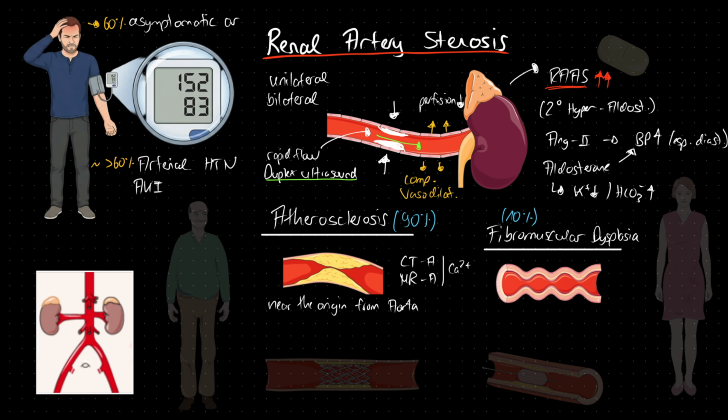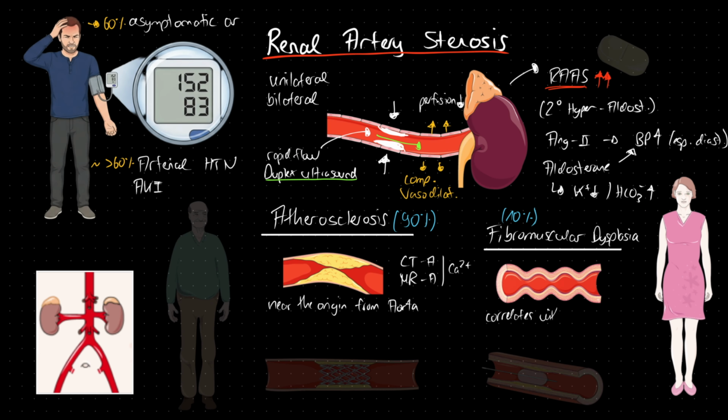In contrast, fibromuscular dysplasia is much less common and tends to occur in younger, otherwise healthy patients, with a predilection for young women. It correlates also with collagen diseases like Ehlers-Danlos syndrome. Typically here, the mid to distal portion of the renal artery is affected, and it shows the characteristic string of beads appearance on angiography with alternating areas of stenosis and dilation.